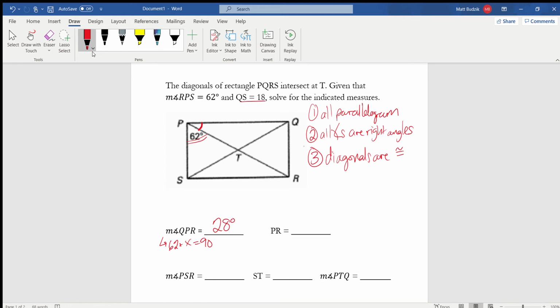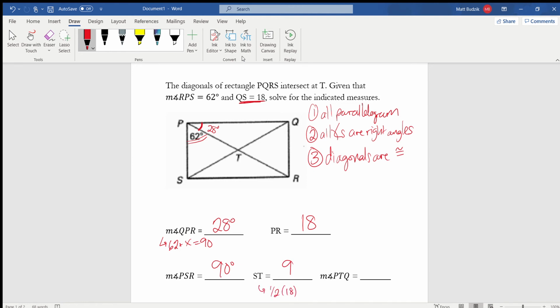Next one, I want to know what's PR. We're given here that QS is 18. And working with that third property that diagonals are congruent, that makes PR also 18. Angle PSR. So if I'm looking at PSR, that's this whole angle here. We know that all angles are right angles of a rectangle. So that makes that 90 degrees. ST, if we're given that QS is 18, we have all of our parallelogram properties, so our diagonals are still bisected. So that means that ST is going to be 9. Again, that's just half of 18.